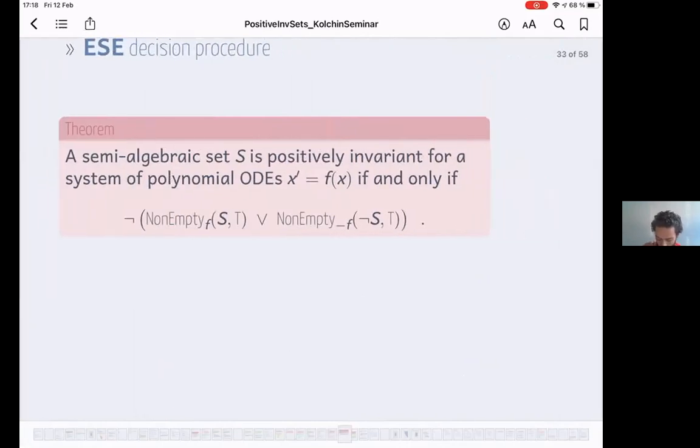Which gives me the following theorem. All I need to do is to check for the emptiness of those two sets, nothing but that. And each one is a recursive procedure: it starts with a set S, decomposes it into chunks, and checks for the emptiness of each chunk alone. And this is what makes it computationally very appealing.